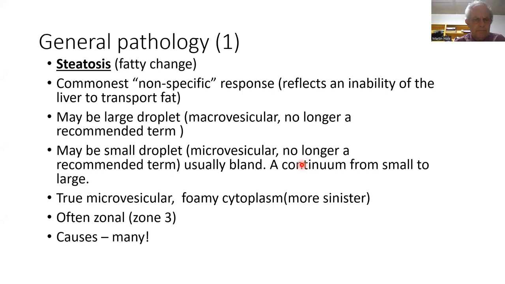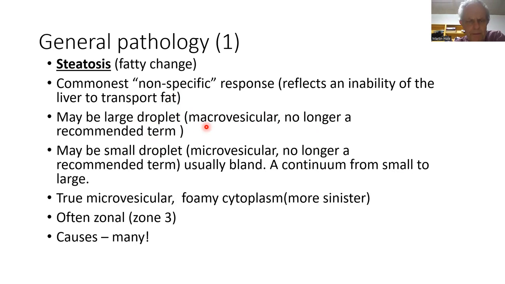Now, when you get pathological changes taking place in the liver, one of the first things that happens is that you get fatty change. And the steatosis that occurs comes about as a result of the liver cells' inability to transport fat. And that fat may take the form of either large droplet steatosis or small droplet steatosis.